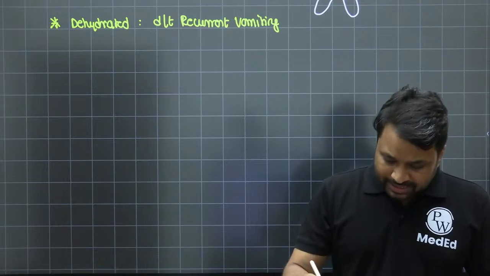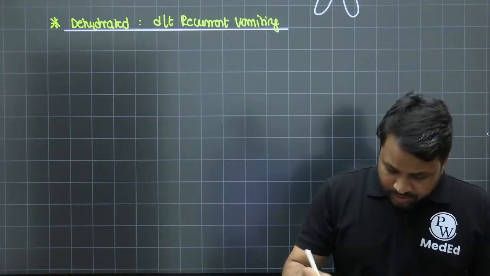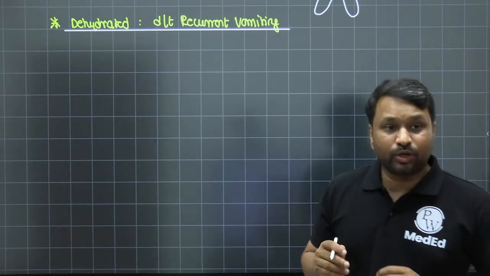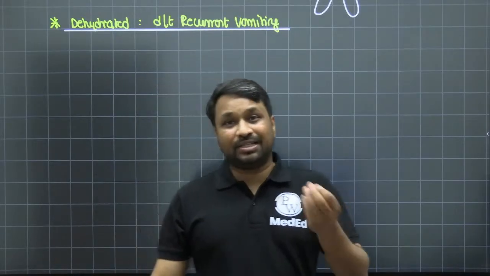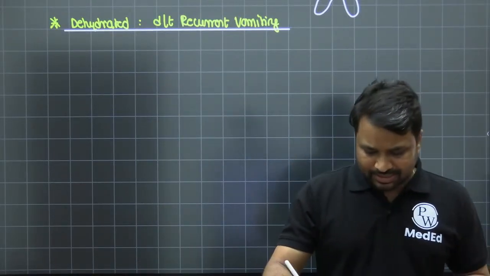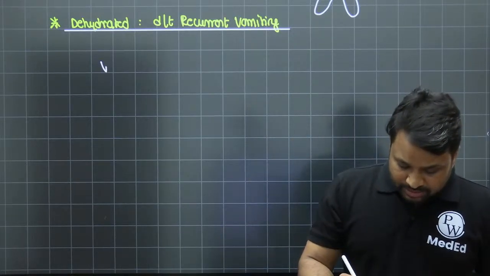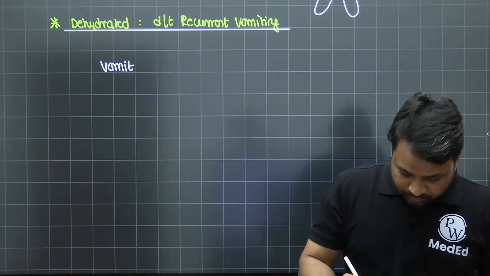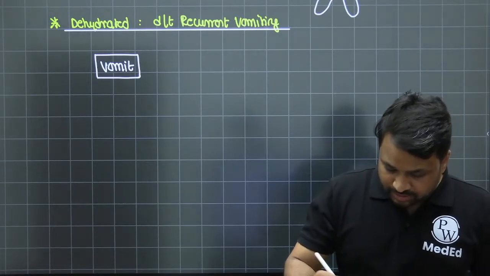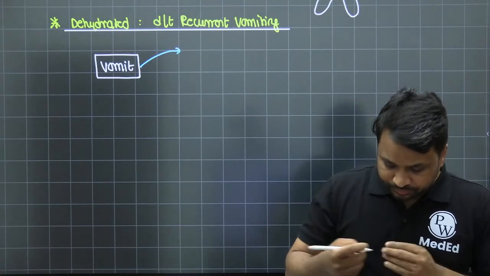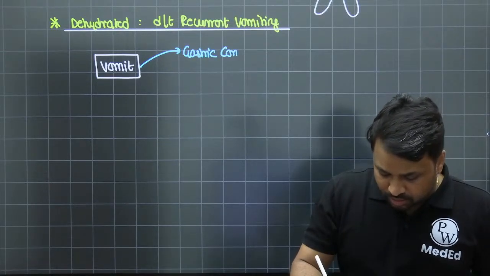So what is the electrolyte imbalance that we are going to expect in this baby? There are two ways of understanding or learning this. One, you mark it up, otherwise you understand. So we'll try to understand, that's our style, right? Now, every time the baby vomits, what does the vomit consist of? The baby is going to vomit the gastric content.